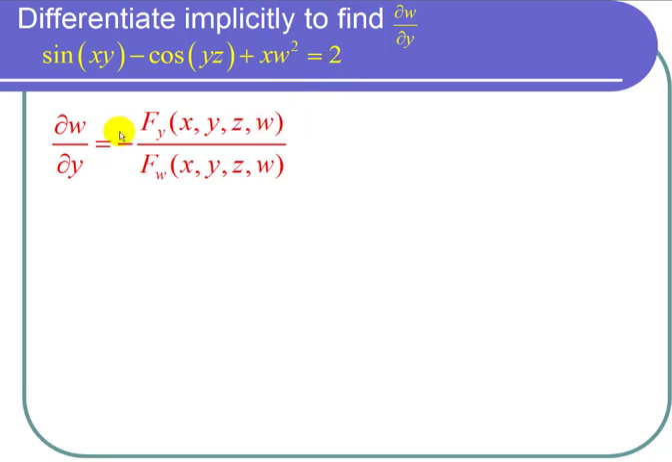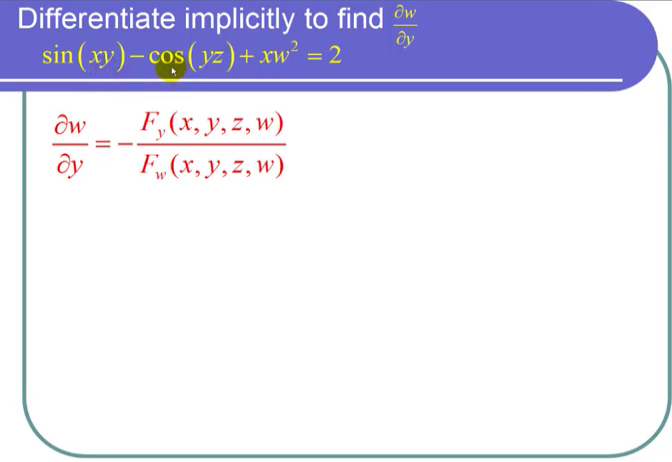So I just need to find the partial derivatives. So let's start out with the partial derivative of the left-hand side with respect to y. So for the sine of xy, I use a chain rule. The derivative of the inside, x is a constant, y is a variable. So the derivative of xy is just x. And the derivative of the sine is the cosine. So I get x times the cosine of xy.